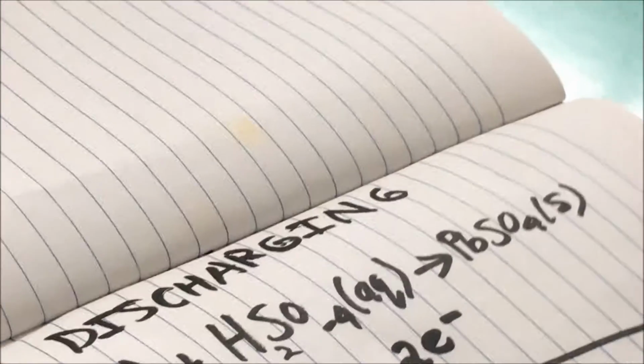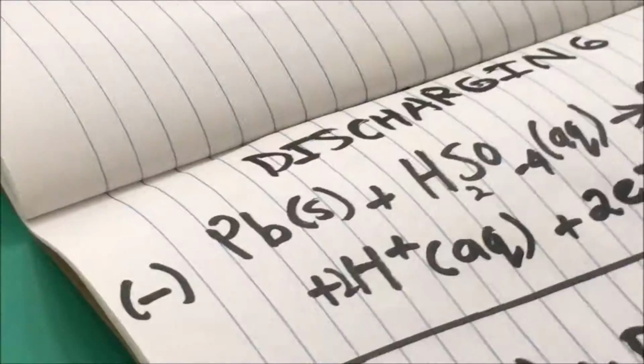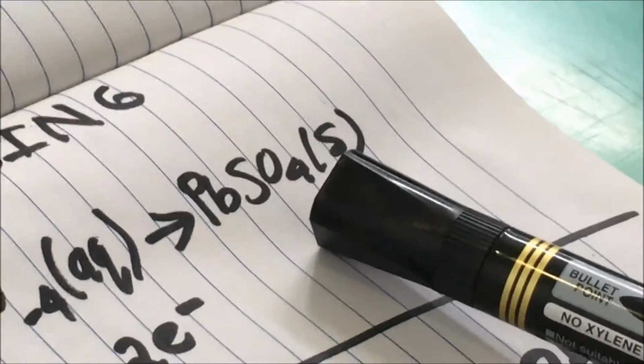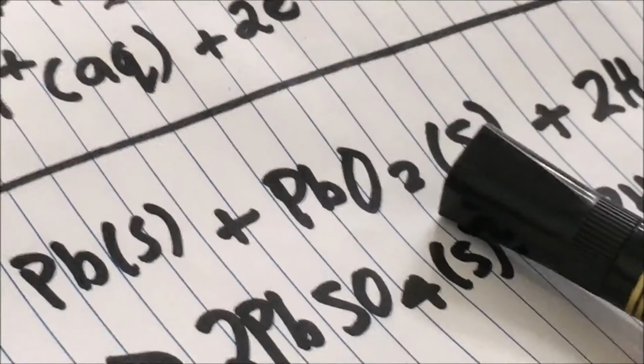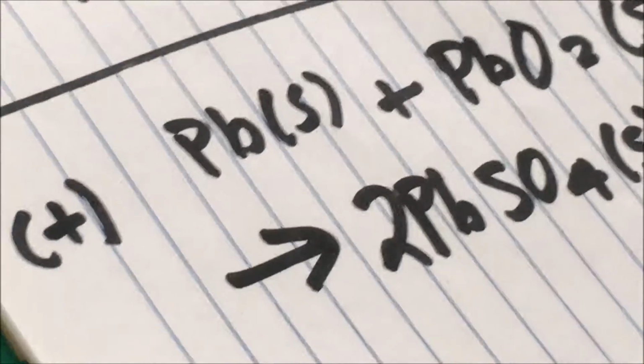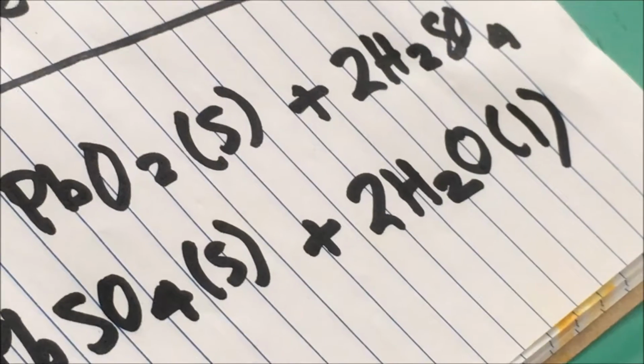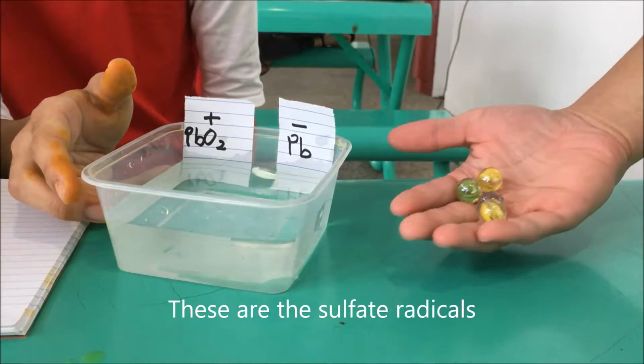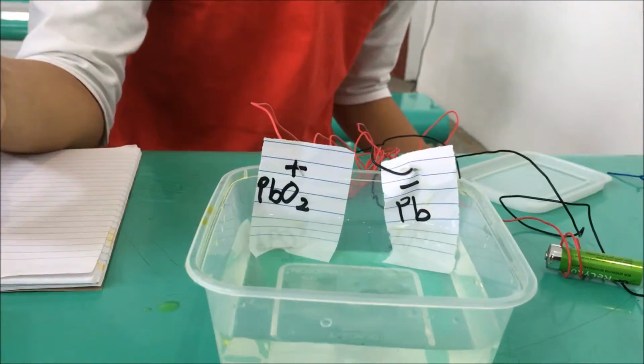During discharging of a lead cell, the negative electrode, which is merely lead itself, will react with sulfuric acid to produce lead sulfate, 2 hydrogen ions, and 2 excess electrons. While on the positive side, the lead dioxide and the sulfuric acid will produce lead sulfate and water. These are the sulfate radicals.